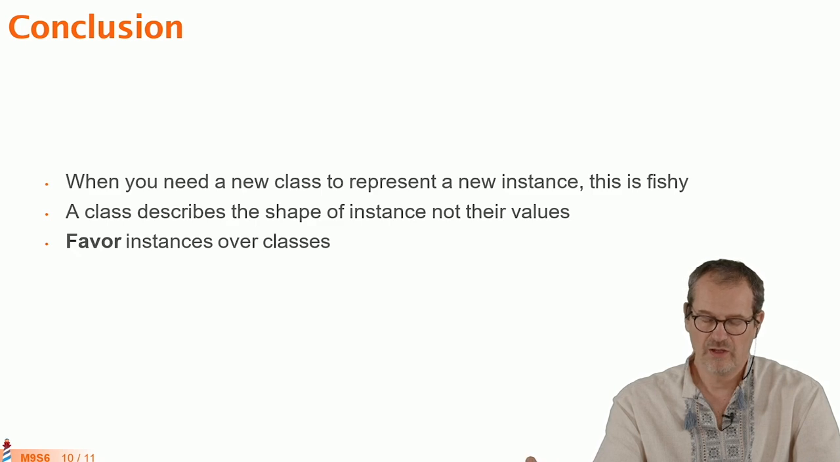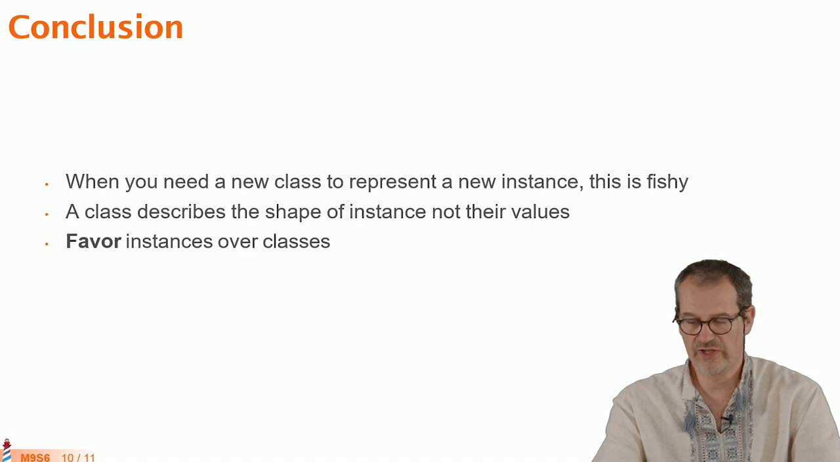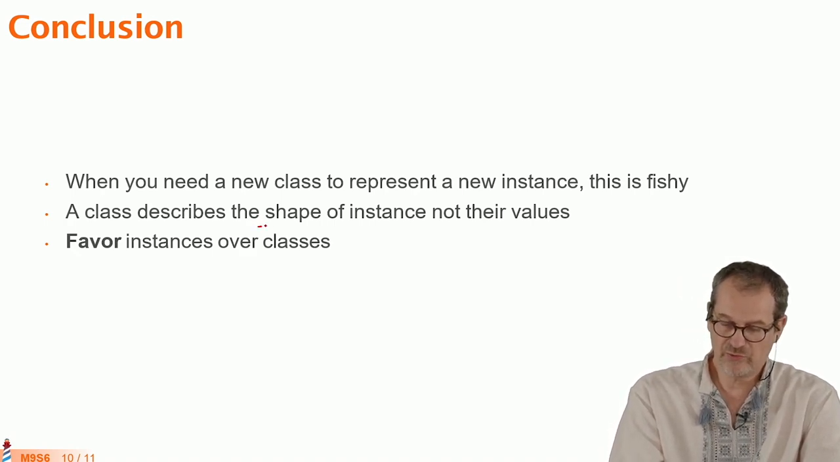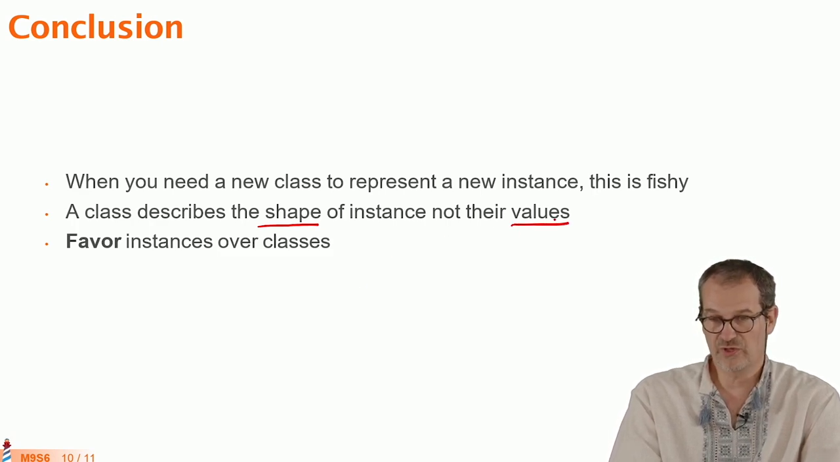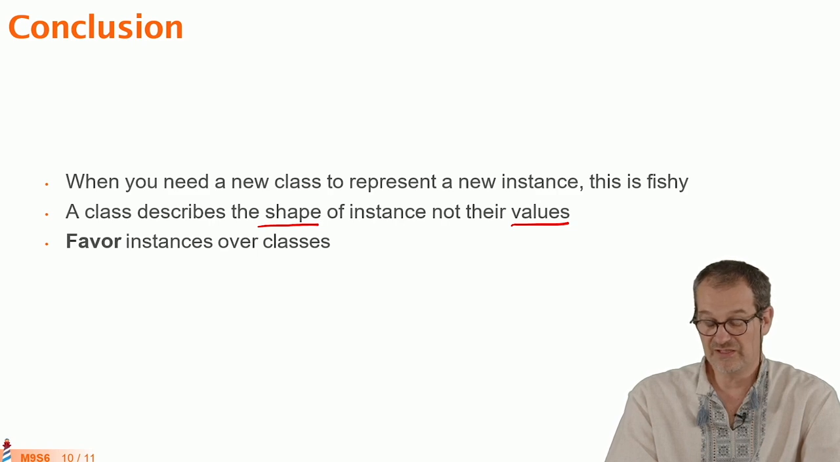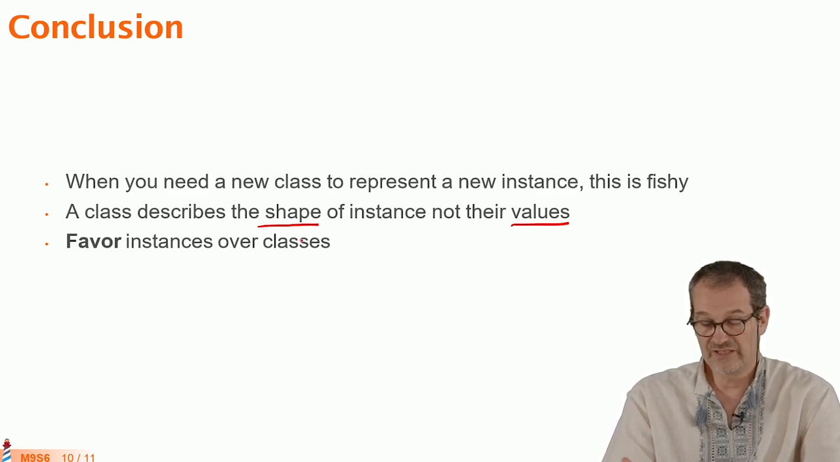So the conclusion is that when you need to define a new class to represent a new instance, this is fishy. Run away, change. A class describes the shape of its instances, not their values. Sometimes, for some values, you want to share them, and you know that they will not change. That's okay, but it cannot be general like that. So it means that there is something wrong. So in general, favor instances over classes, because classes are static, so you cannot create them dynamically. So this means that if you need the compiler basically to really define an instance, there is something strange.